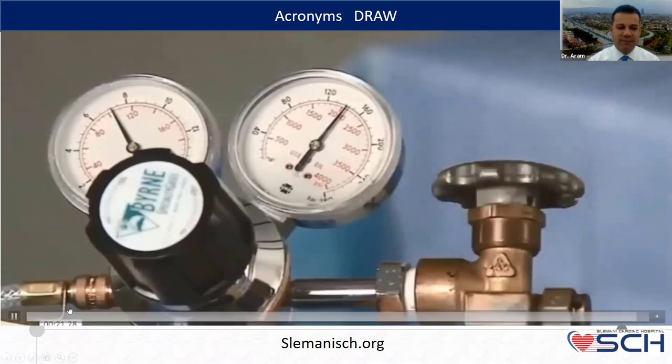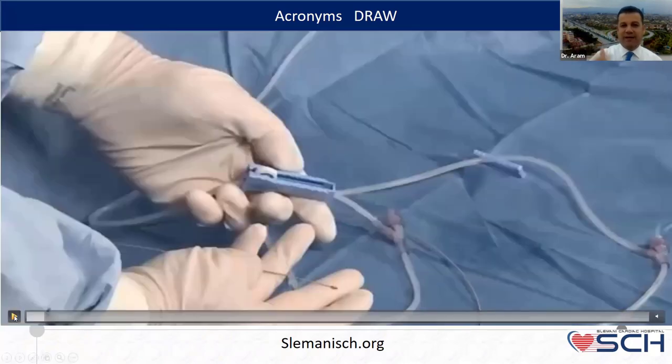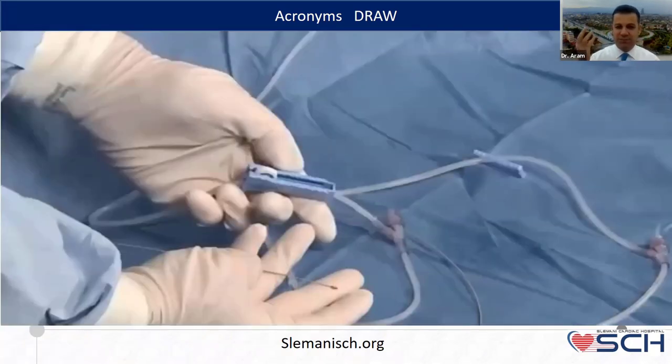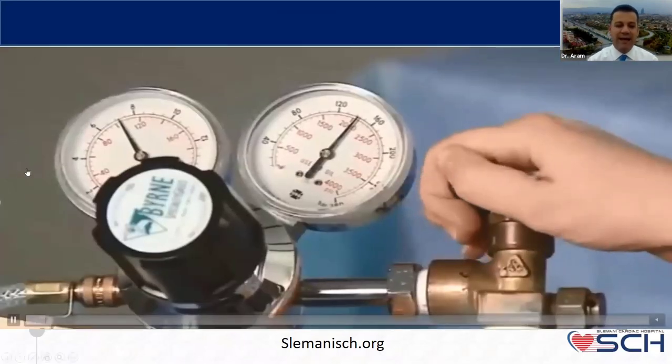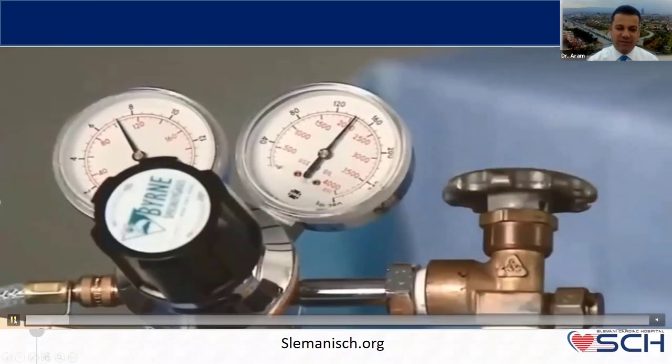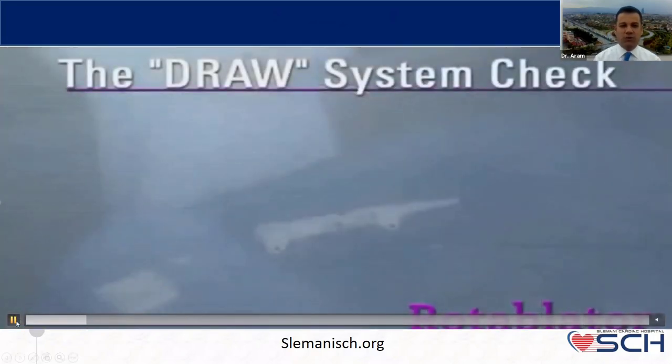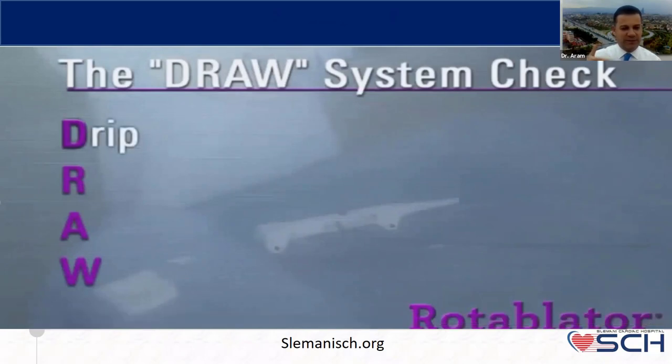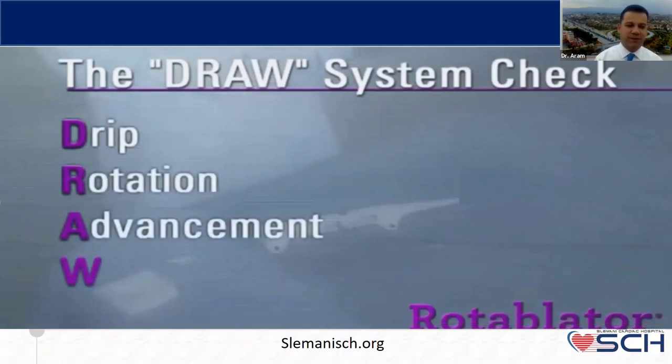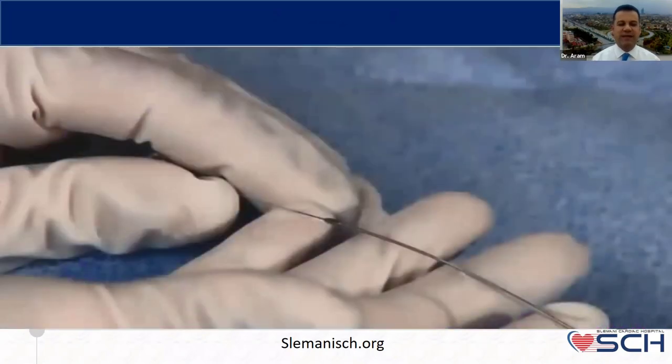So all the time, remember DRAW, the acronym of DRAW. D is for drip. R for rotation. We should test that rotation and make it between 160,000 and 180,000. And later, the advancer and the wire, we should put the wire in its parking area. I'm repeating it three times because it's very important: drip, rotation, advancement, and wire.